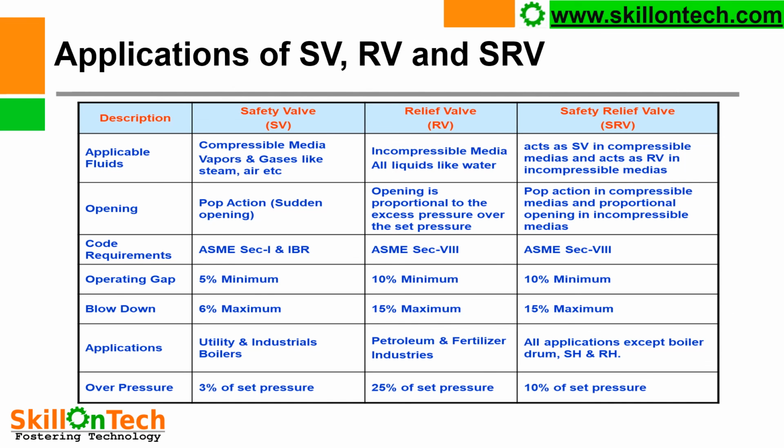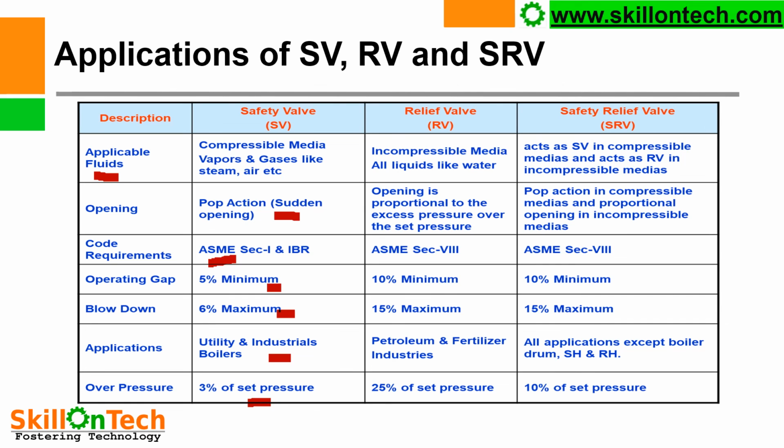Application of safety valve, relief valve, and safety relief valve. So you can see here, these are the applicable fluids. Safety valves are used for compressible media, vapors and gases like steam, air. Opening is by pop action or sudden opening. Code requirement is ASME Section 1 and IBR. Operating gap is 5%. Blow down is maximum 6%. Application utility and industries. Overpressure is 3% of set pressure.